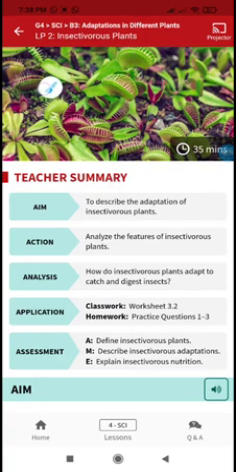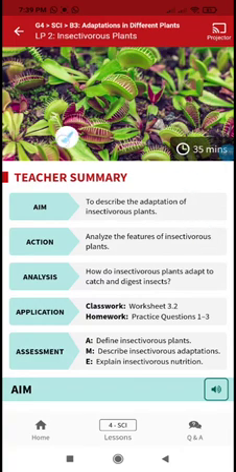Do you have any idea about this? Are these leaves looking the same as terrestrial plants? Not at all, no. They are a little different and their adaptations are also different. In what way they are different from other plants, you are going to understand in today's class. So today we are learning about insectivorous plants.